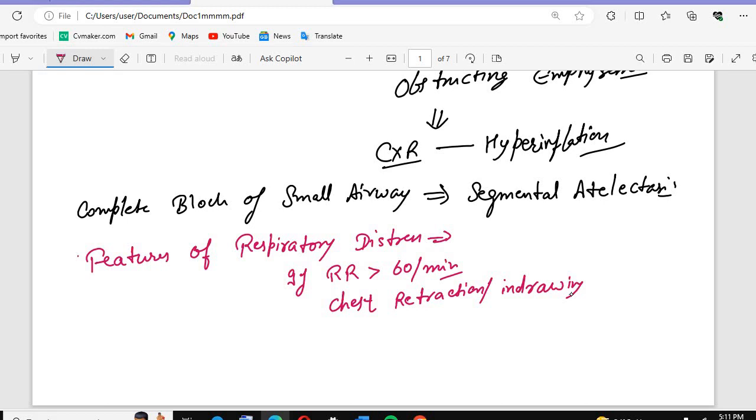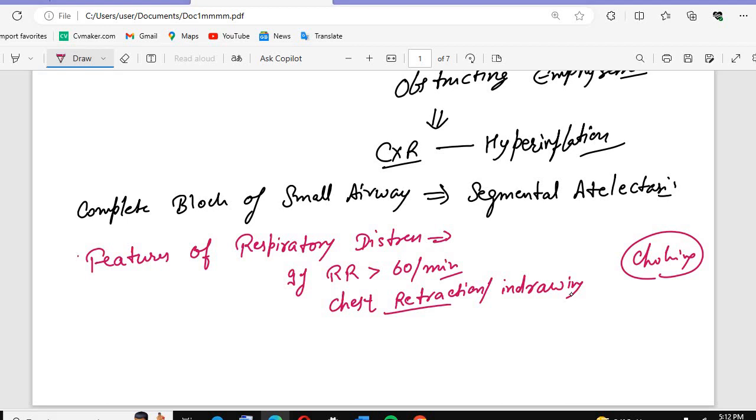Chest retractions you can normally feel when you have any obstruction in your body, or whenever you swallow also. At that time also you can see chest retractions in your body. If suddenly you get choking, you will choke. At that time the respiratory rate will increase, and you try to clear that obstruction as soon as possible. So at that time you will be having chest retractions.